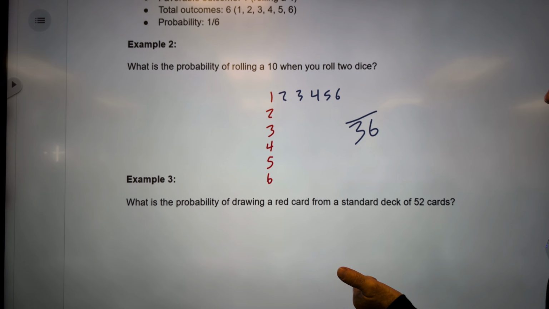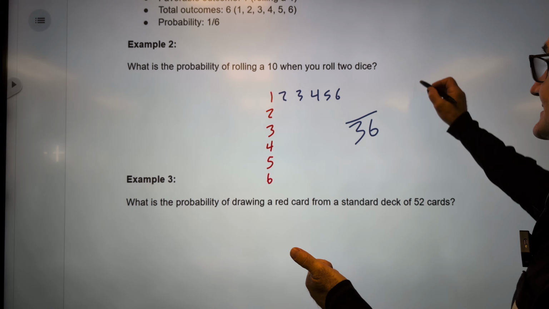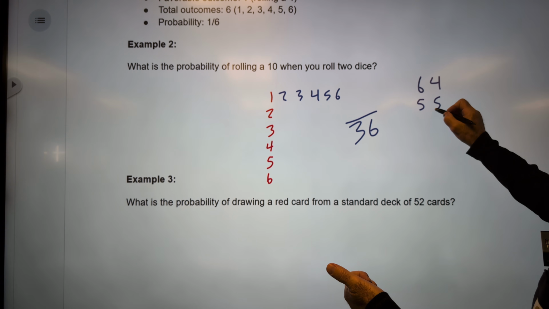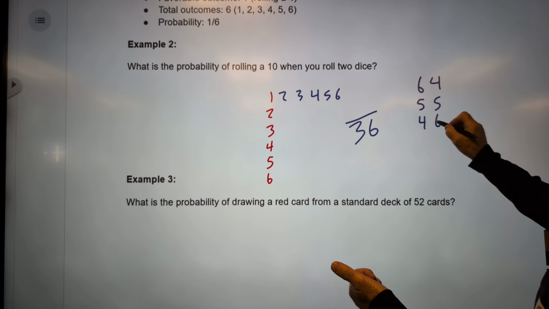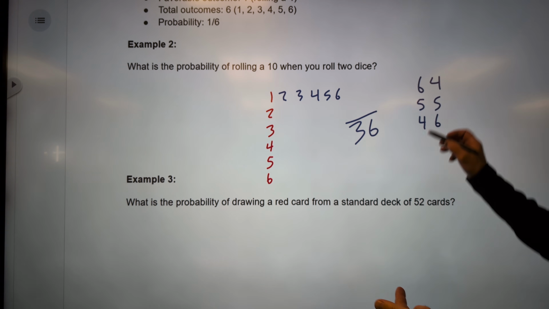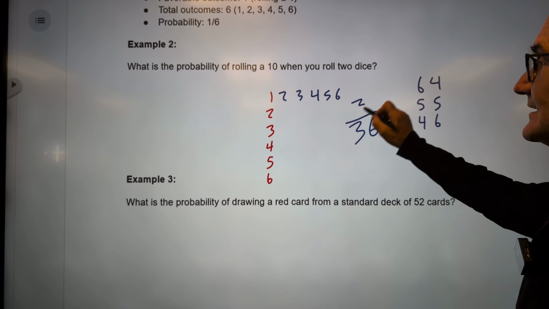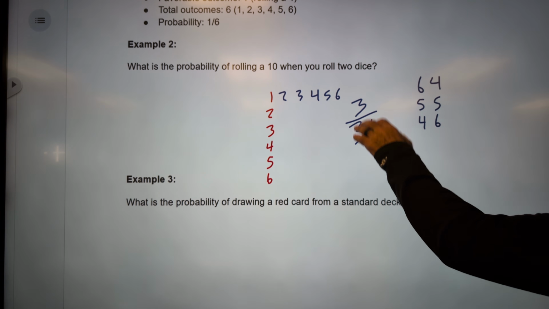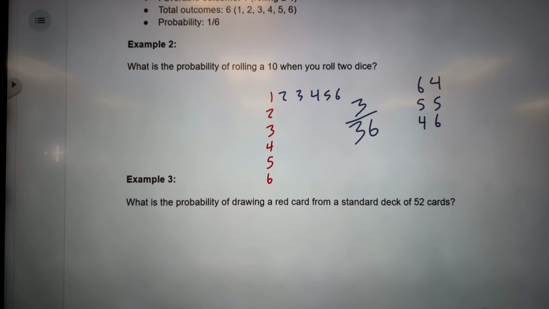How many ways could I get a 10? I could get a 6 and a 4. I could get a 5 and a 5. I could get a 4 and a 6. Any other ways to get a 10? I don't think there are. So there's 1, 2, 3 out of 36. So that is the probability of throwing 2 dice and having them add up to a 10.